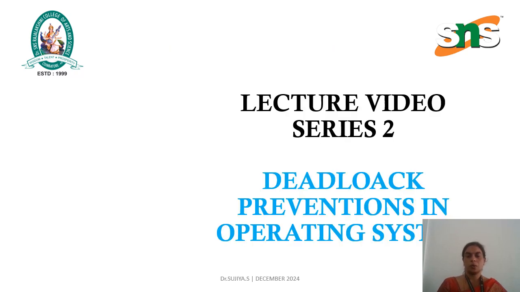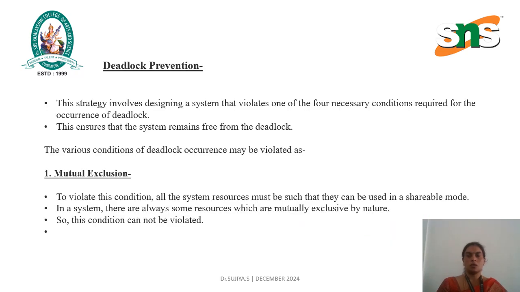Today's series 2 video, I am going to discuss deadlock prevention in operating systems. So what is deadlock prevention? Before going into deadlock prevention, let me review series 1, where we covered what a deadlock is. Deadlock is a situation where two processes are waiting for resources which are held by another process.